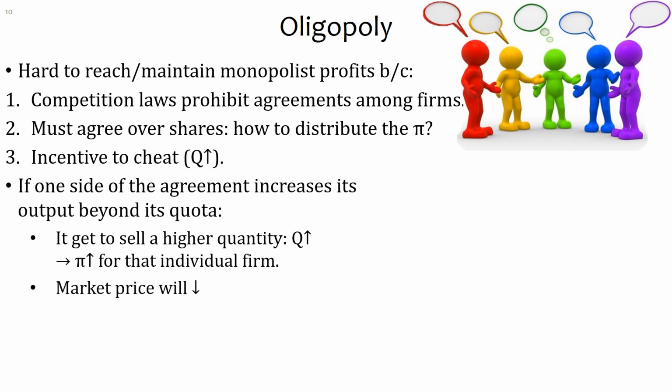But what happens is that the market price also goes down, right? Because the demand curve slopes downward, right? So if the quantity goes up, the price goes down.